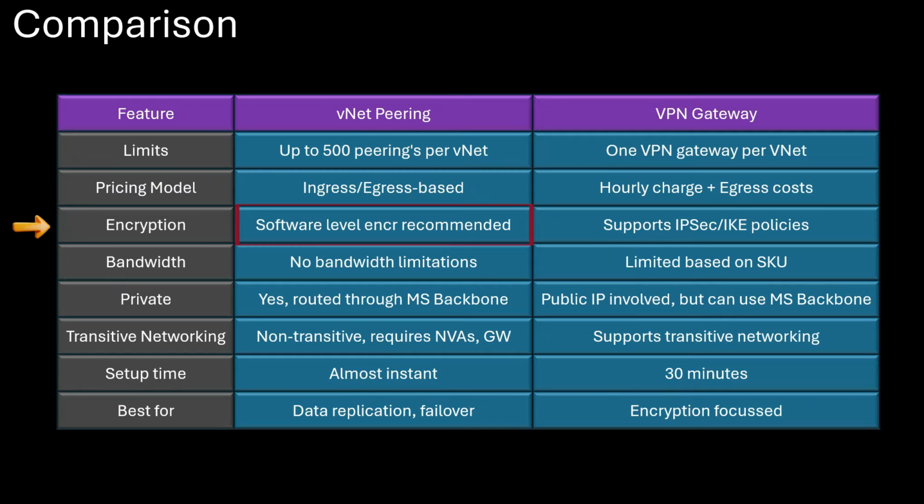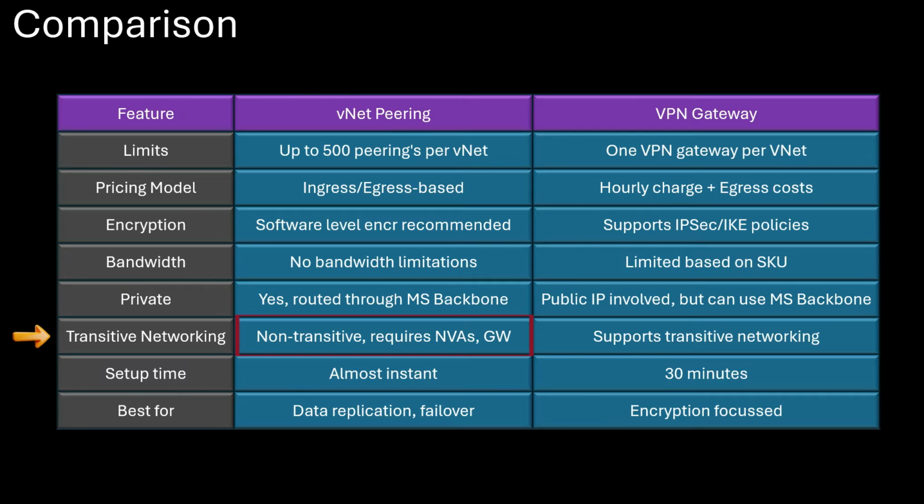If security is a priority, peering does not offer built-in encryption, but software-based encryption is recommended in that case. VPN gateways, however, support custom IPsec IKE policies for encrypting connections. Peering provides unlimited bandwidth and routes traffic privately through Microsoft backbone, which makes it ideal for high throughput scenarios like data replication and database failover. On the other hand, VPN gateways involve a public IP and come with bandwidth limitations, which makes them better suited for encrypted connection where latency isn't a concern.